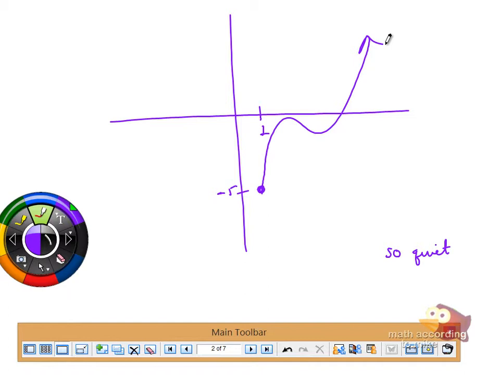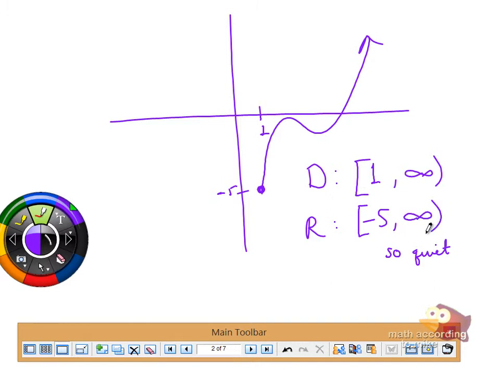How far left to how far right does the graph go? Negative 1. Not negative 1. Positive 1. Inclusive to infinity. How far down to how far up does the graph go? Negative 5. To positive infinity.